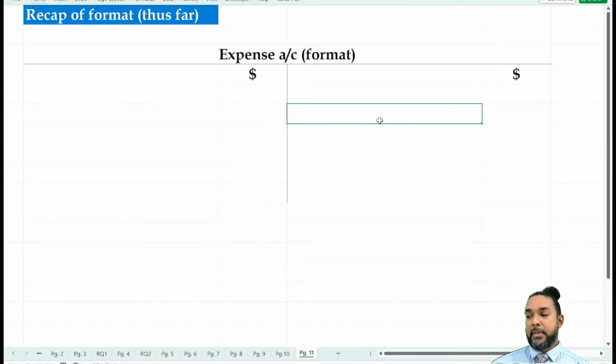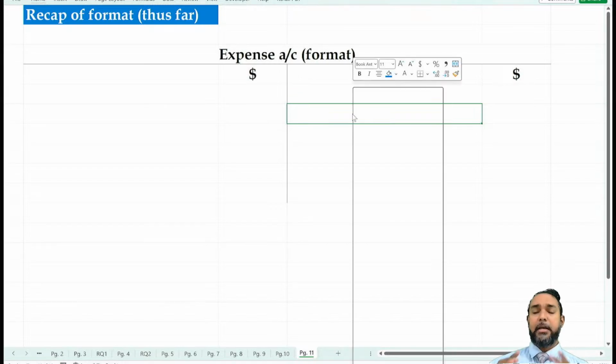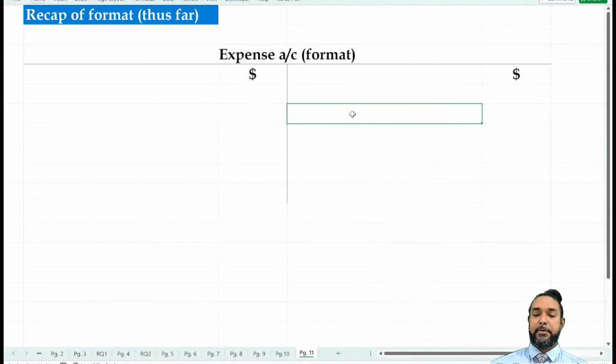So the amount incurred in respect of an expense always goes on the credit side of the expense account, right? So you could put the incurred amount, right?